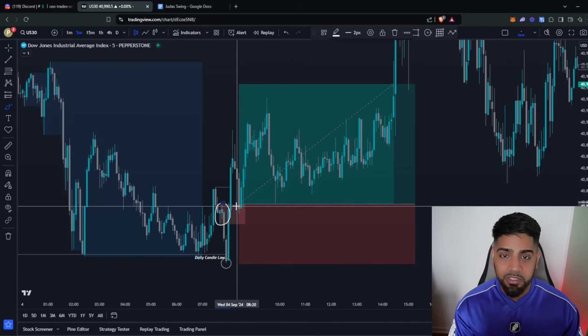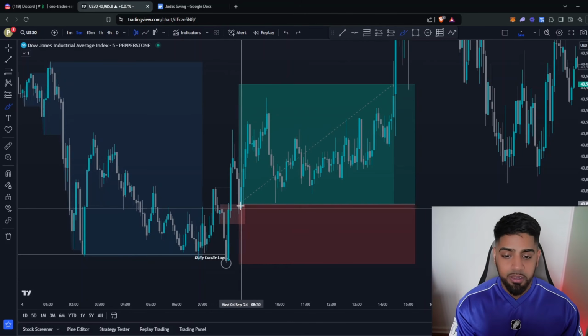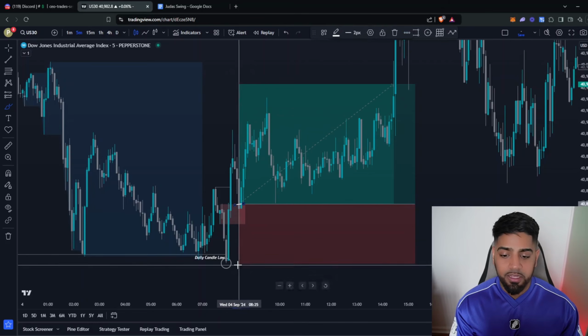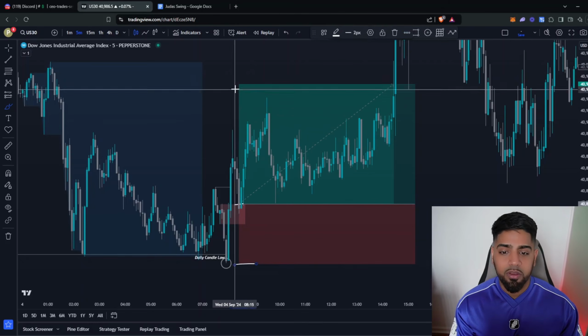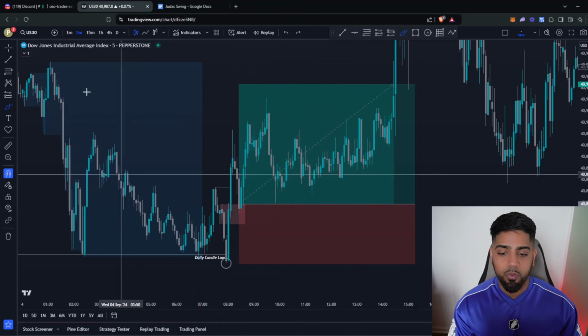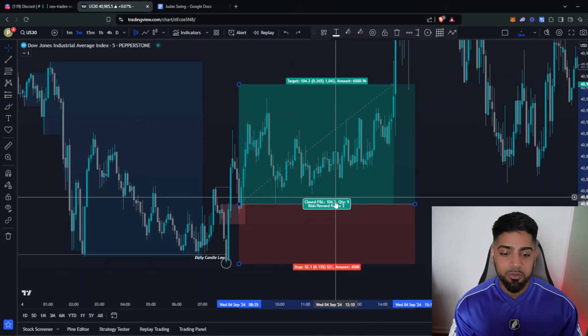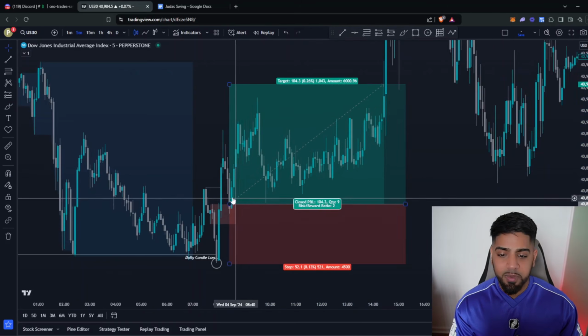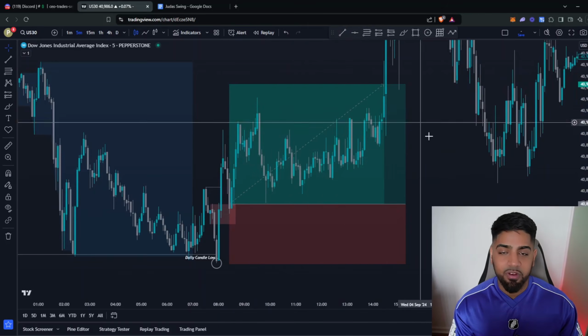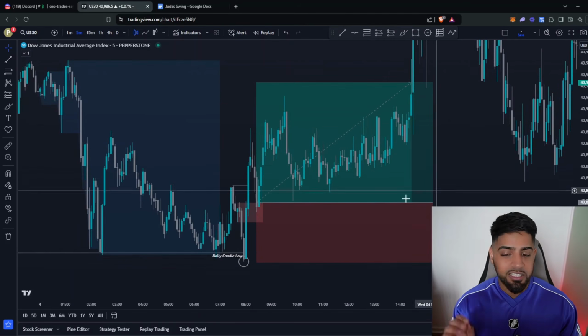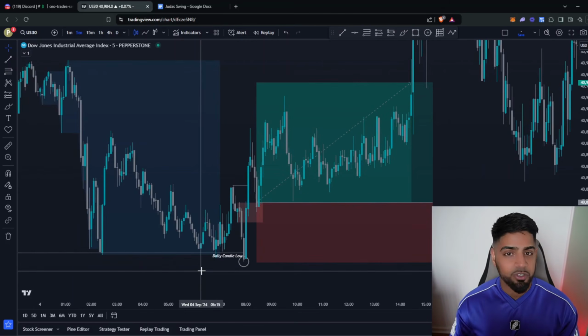So in this case, we took our entry from the breaker block and we put our entry right there at the open. Stops go below the low, and we were targeting a simple 1 to 2. So as we can see, this was a 1 to 2 trade. Price comes back, taps us in, and then it runs straight to take profit. So it's nice and simple. We're just waiting for a sweep of the previous daily candle's high or low.